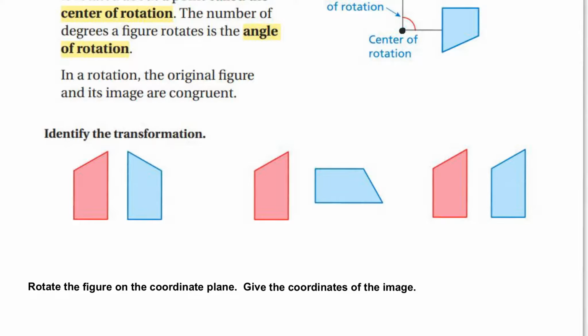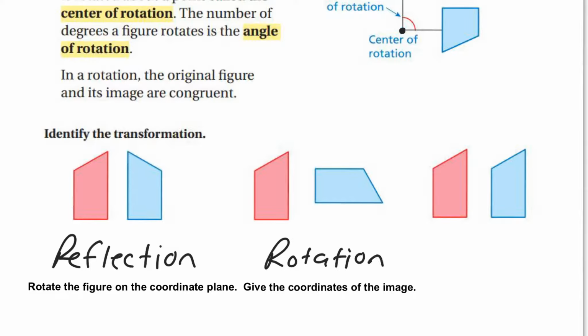So number one here, the red figure is flipped to get the blue image, so that means we have a reflection for that transformation. The second example there, the red figure gets rotated, gets turned to make the blue image, so that is a rotation. And the third image, our red figure gets slid to make the blue image, so that is a translation. So first thing we want to be able to do is differentiate between those three types of transformations.